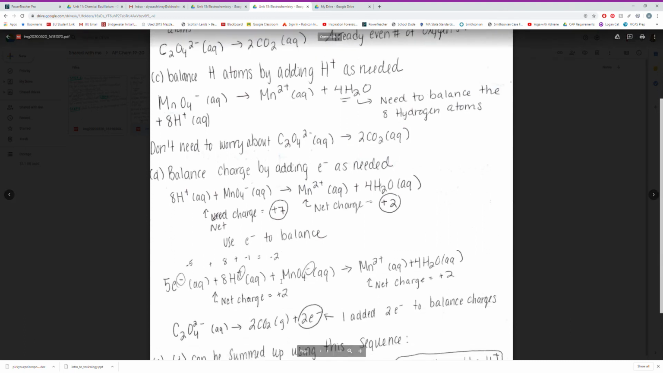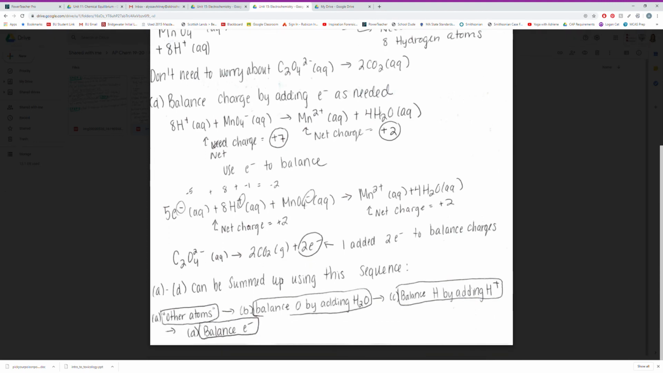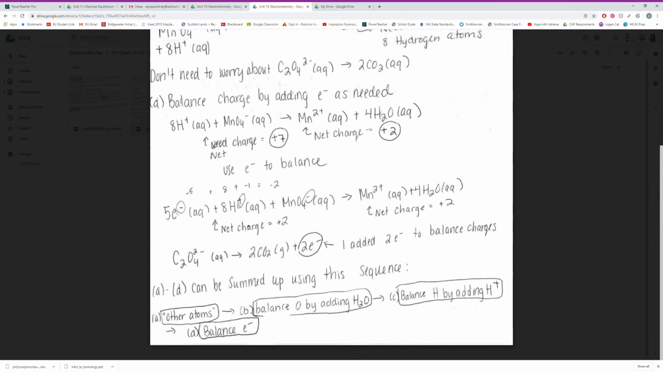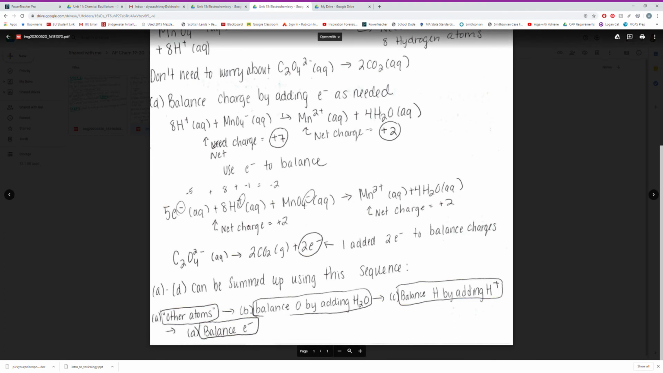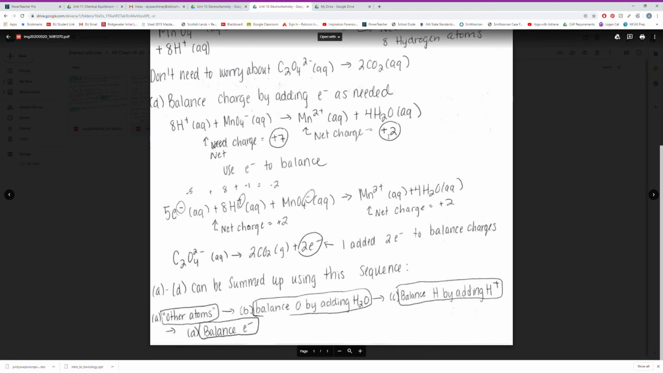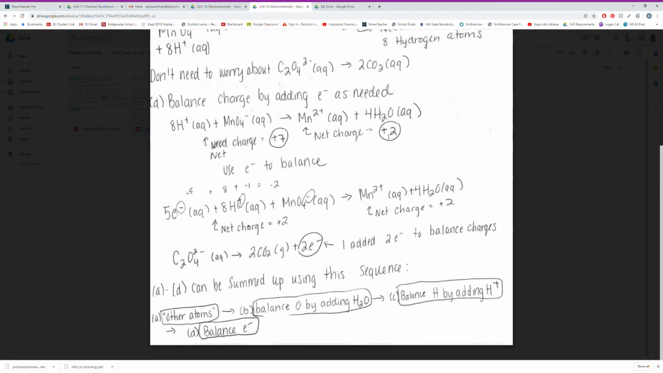And then, last but not least for part 2, part 2D is balance the charge by adding electrons as needed. So what you're going to want to do is see each half reaction as the left side and the right side, and you want to make sure that the charge in the reactants is equal to the charge in the products. So over here, 8 times 1 is 8 plus. This is 1 minus, so I have a net charge of +7 on the reactant side. And then I have 2 plus over here, so I have a net charge of +2 on the product side of this first half reaction.